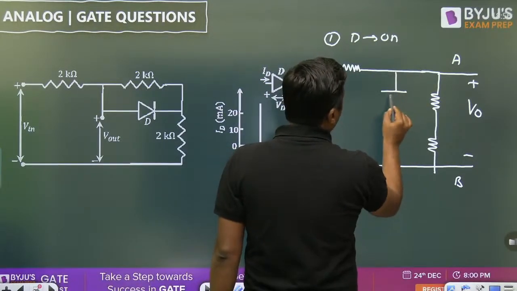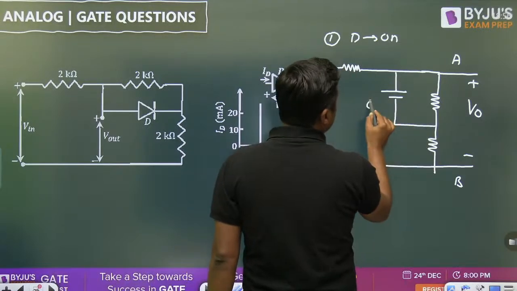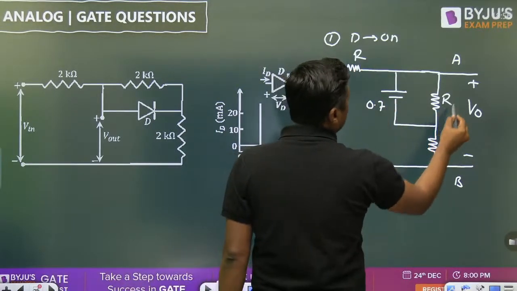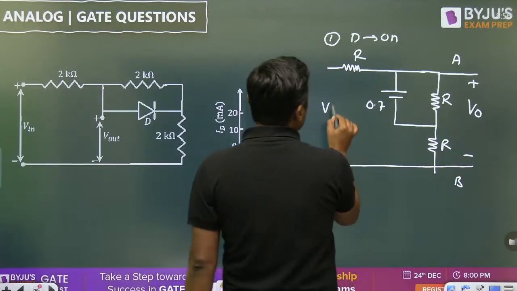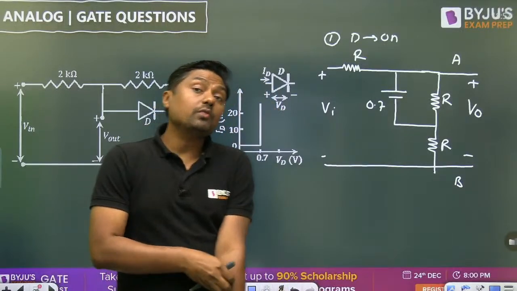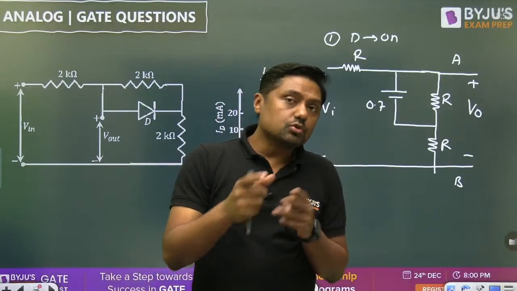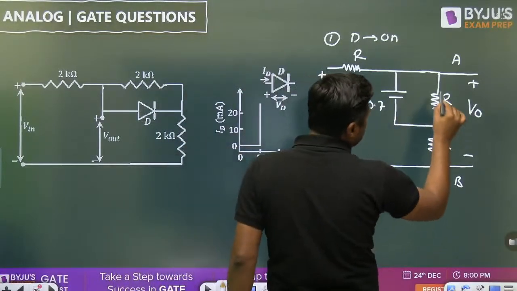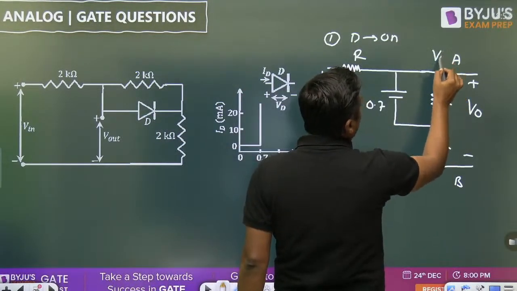So what is the drop across the diode? 0.7 volt, and that is R. This is R. This is R. This is V in. Okay. How are we going to find the V out in terms of V in? V out in terms of V in means what? The voltage at this point with respect to ground is V out.